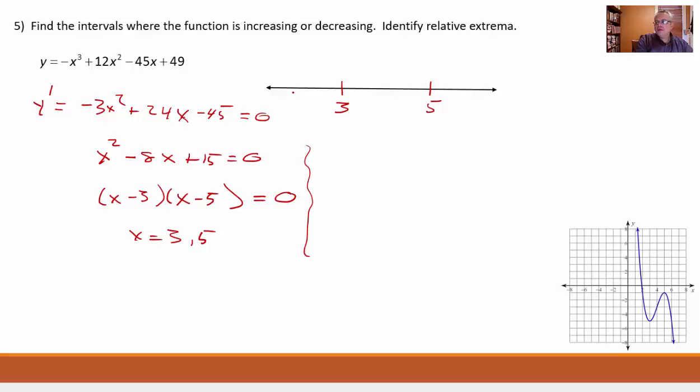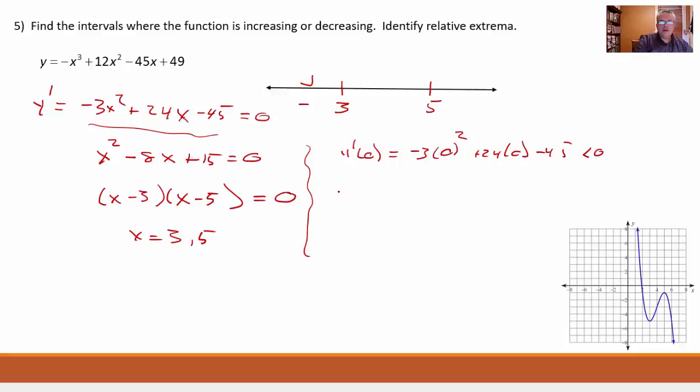So let's put in a number that's less than 3. 0 is nice. Y prime of 0 would be negative 3, so I'm substituting into the first derivative, times 0 squared plus 24 times 0 minus 45. That ends up being negative. It's less than 0. So the first derivative is negative and the function's decreasing here. Okay, let's check a number between 3 and 5. Let's put in 4.